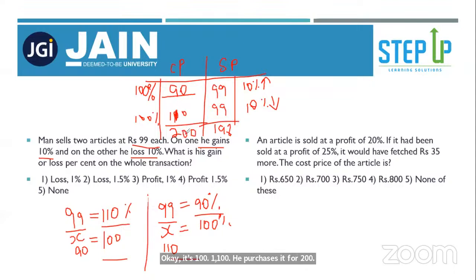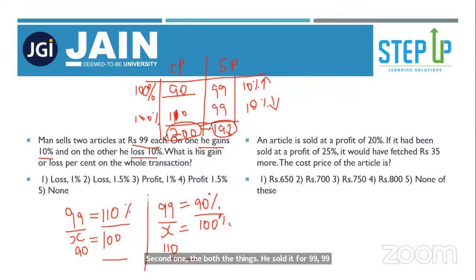Are you clear with that? The first one is 90, the second one is 110. Both together, it is 200. Are you clear with that? Both the things he sold for 99, 99. In return, he got 198.